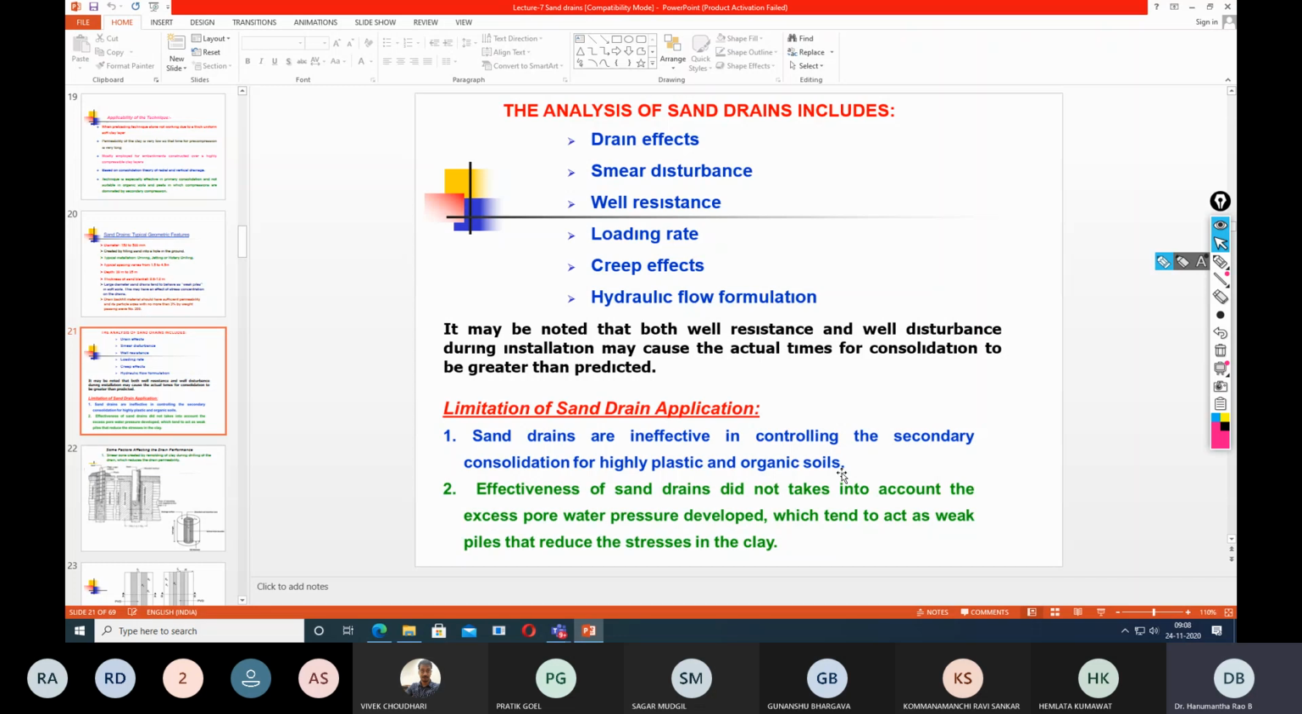Since it is ineffective in expulsion of water from the diffuse double layer, it is therefore ineffective for secondary consolidation. The effectiveness of sand drains does not take into account the excess pore water pressure developed, which tends to act as weak piles that reduce the strength of the clay. In fact, when you apply the surcharge load, it immediately develops excess pore water pressure. And these are some factors. We will elaborately discuss each and every factor and how they affect the overall drain efficiency. In a nutshell, try to understand how many factors could affect it. So first of all, there is the clay.